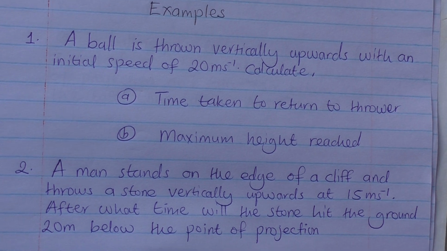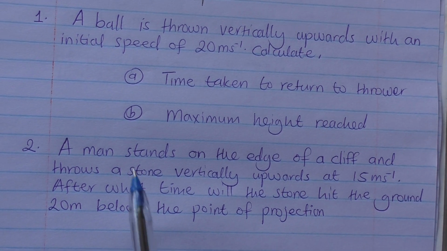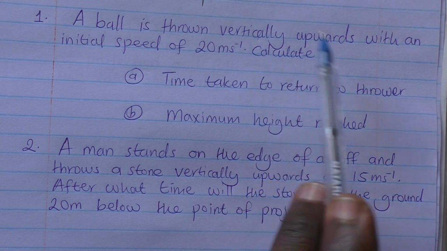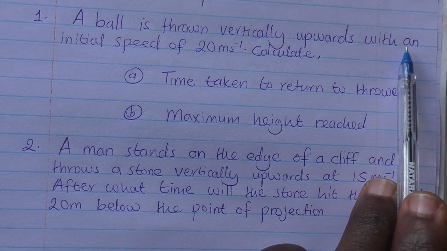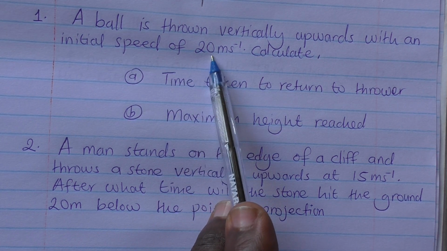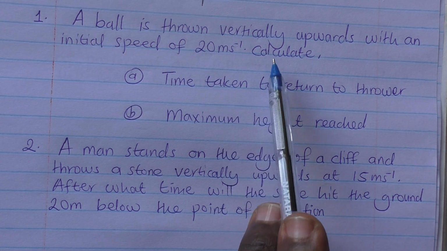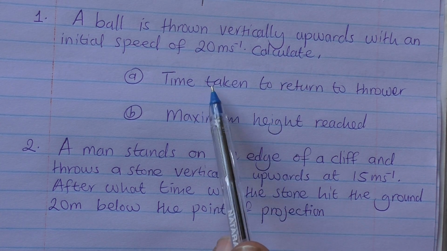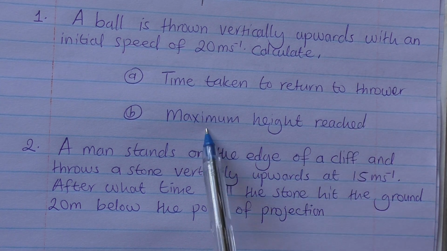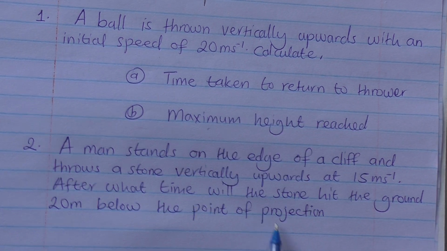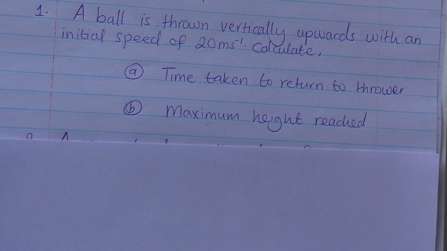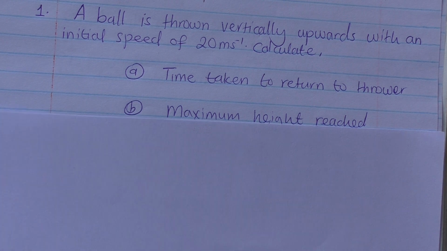The examples are, number one, we are told that a ball is thrown vertically upward with an initial velocity or speed of 20 meters per second. And now they want us to calculate the time taken to return to the thrower and the maximum height reached. So this is how we get the time taken to return to the thrower. Let us first sketch this.